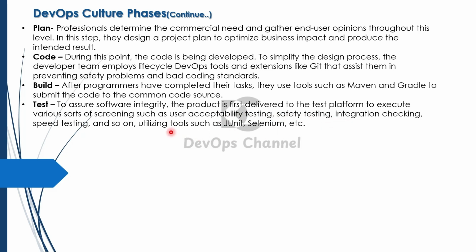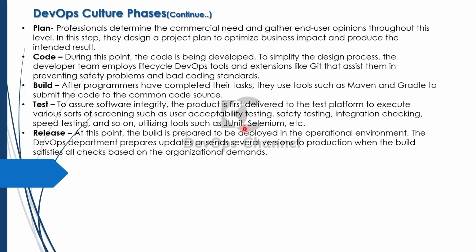Okay. Now these tools consist of JUnit, Selenium, etc. These tools all have their own advantages and are used for different purposes. The next phase is the release. Basically, at this point the build is prepared to be deployed in the operational environment.